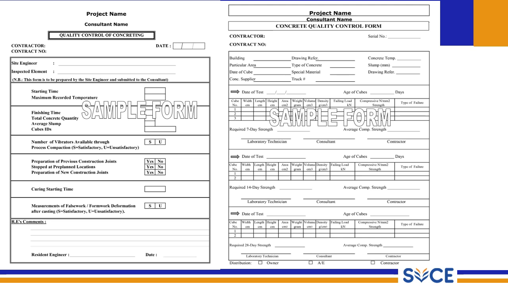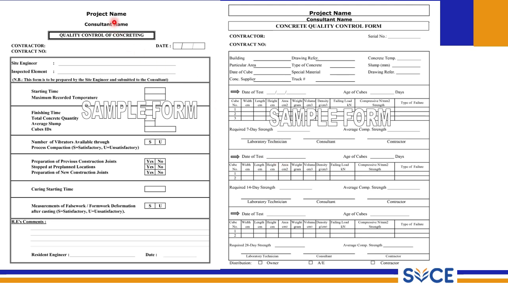Here you can see the quality control of concreting. For concreting work, what are the different quality control aspects we need to check? You can see here the contractor, site engineer, and inspected element. A typical concrete quality control form is given here. Number of vibrators available, process of compaction, satisfactory or unsatisfactory. We need to tick it or mention the time and details, everything in the form. This is a consultant form.